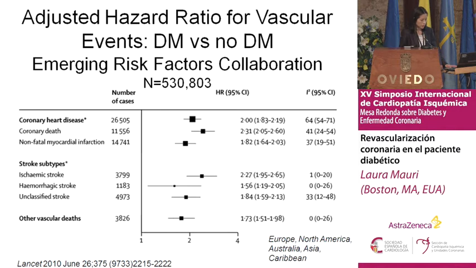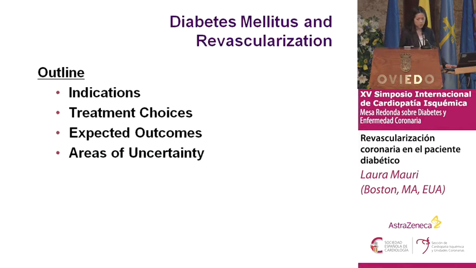So looking worldwide, we know that diabetes contributes to vascular events of every sort, whether it's coronary death, myocardial infarction, or stroke. Overall, about 10% of the vascular deaths worldwide are accounted for by diabetes. And so this is a significant problem all over the globe.